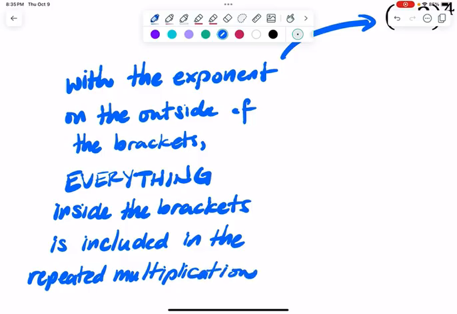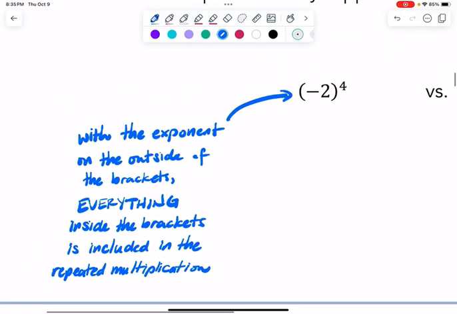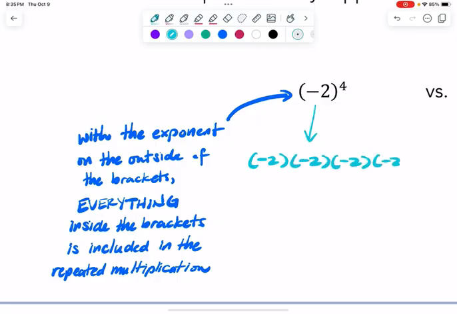So with the exponent on the outside of the brackets, everything inside the brackets is included in the repeated multiplication. So this (-2) in brackets to the power of 4 is equal to -2 times -2 times -2 times -2, because the 4 is applying to those brackets. So those brackets are in there as a factor 1, 2, 3, 4 times.